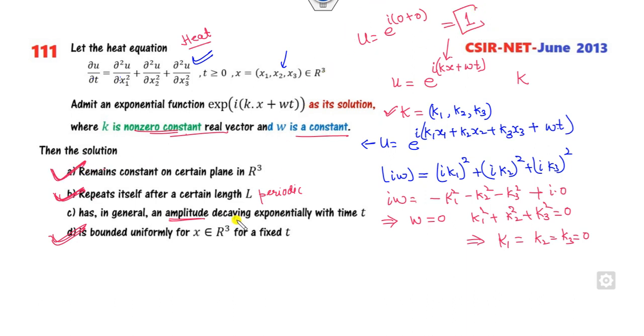Fine. Now look at that, whether its amplitude decreases exponentially. So I can see from here, what is the iota omega? Iota omega I can substitute here. This is iota kx, iota omega. Iota omega is nothing but my minus k1 square here. So this value is always positive, and because of this negative, it decreases exponentially with time. So all of these are my correct options for this exam.